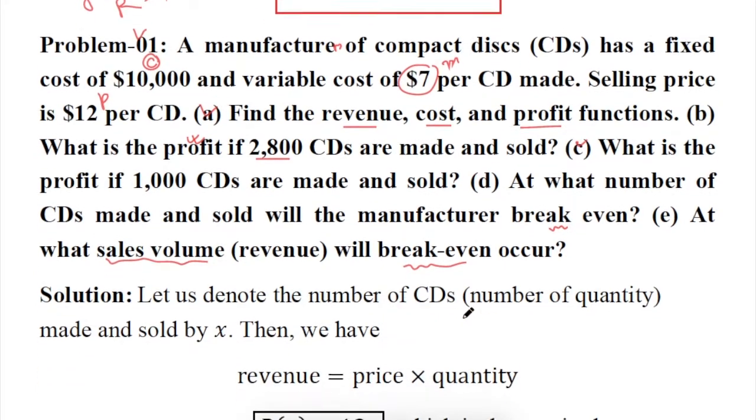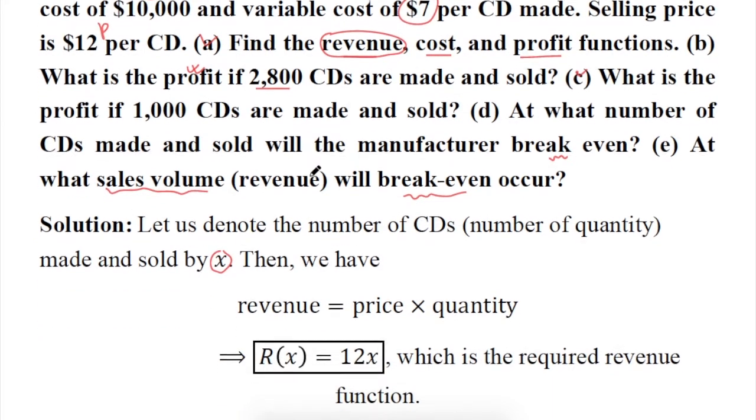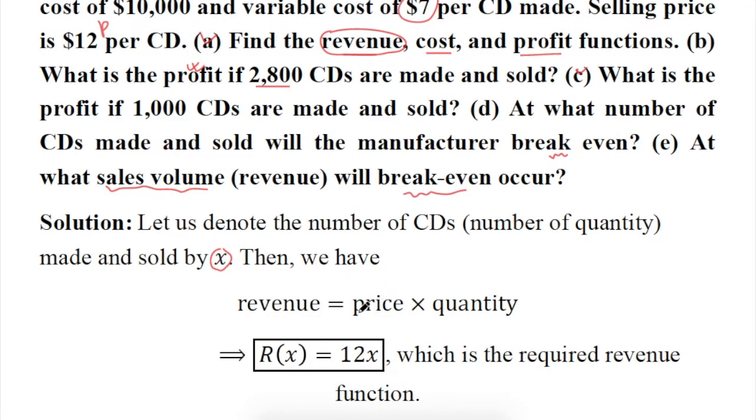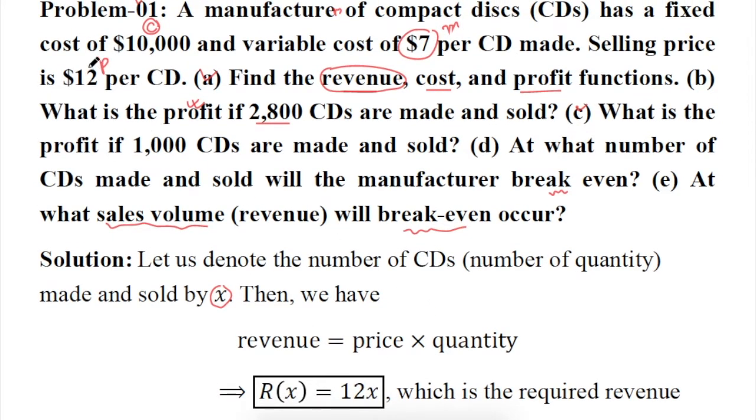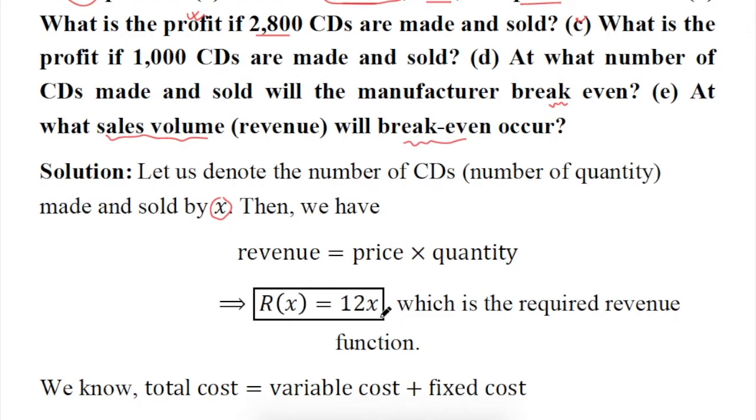So let us denote the number of CDs, which is the quantity made and sold, by x. Then the first function we want to calculate is the revenue function. So the revenue, we know, is selling price per unit times quantity, or simply price times quantity. And here the selling price per CD is $12. So the revenue R will be 12x.